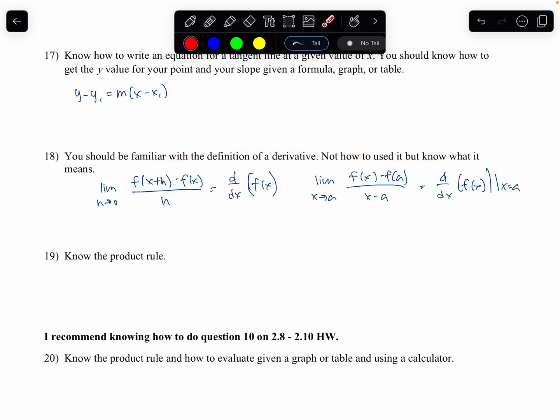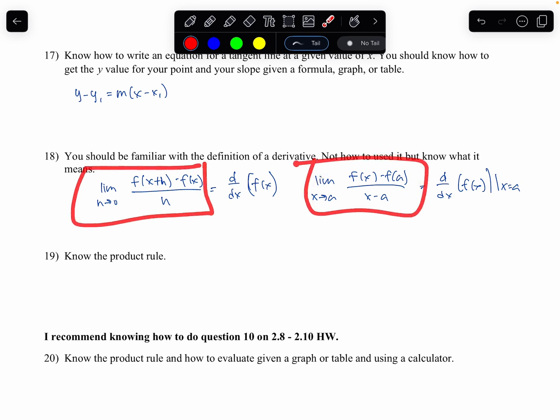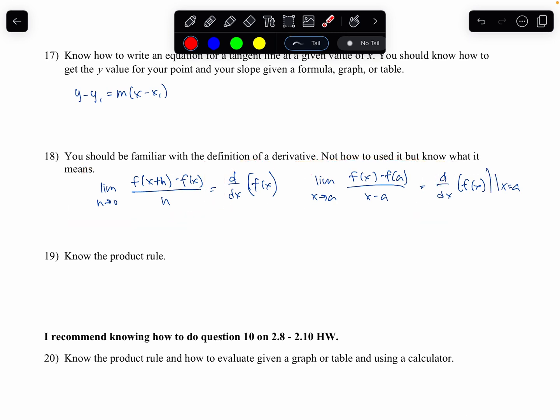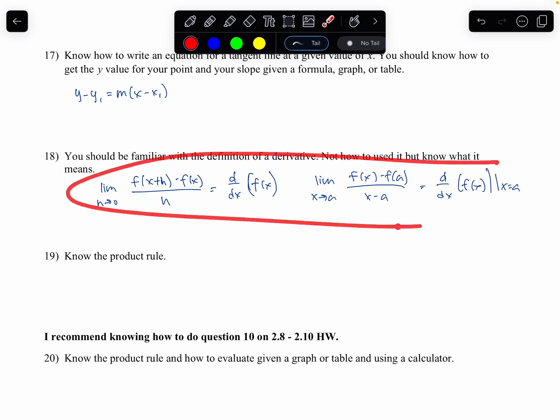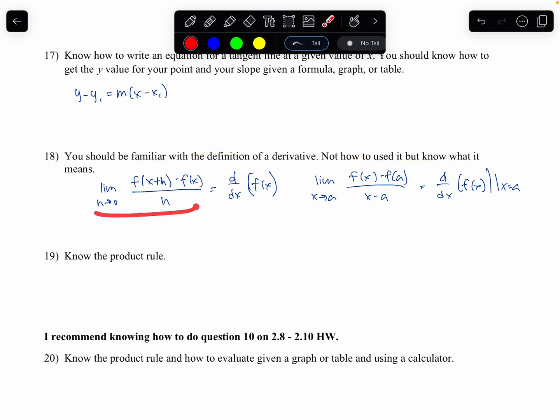So if you're presented with a definition of a derivative, pretty much this is what I want you to be able to do. Given something like this right here, can you tell that this means this right here? That's what I want you to know. Okay? Know this right here, and know that this means this right here.